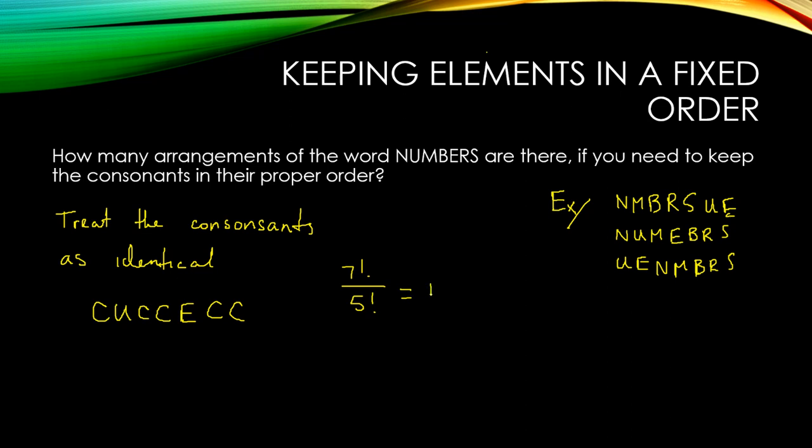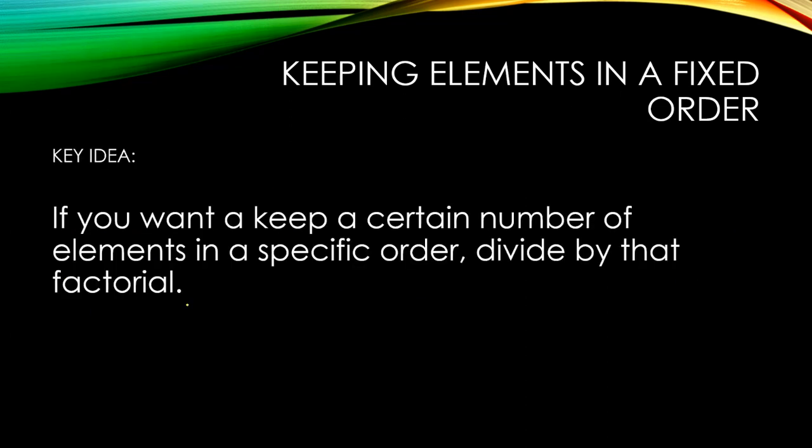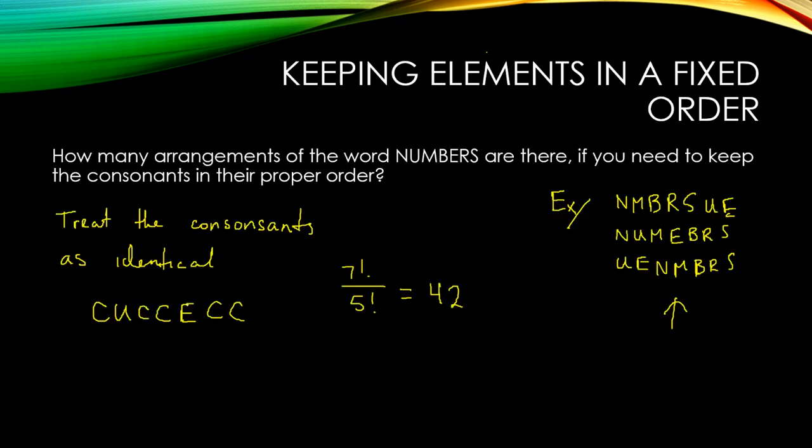You can give that a go. That's just equal to 42. So there are 42 different arrangements like that, where the N, M, B, R, S are in that order, and the U and the E are sprinkled in. The way to do it is to treat the things that need to be in a proper order as identical. The key idea here, in problems like this, when you want to keep things in a fixed order, a general rule is you divide by that factorial. So if you look at the previous question, we had 5 consonants, right?